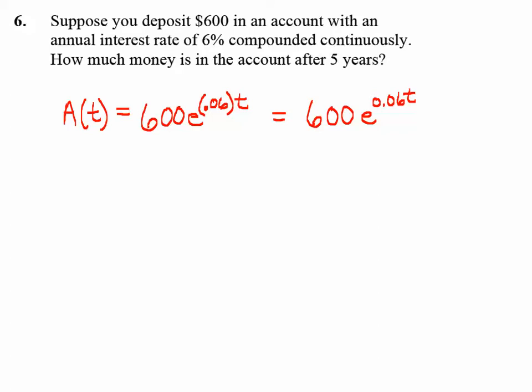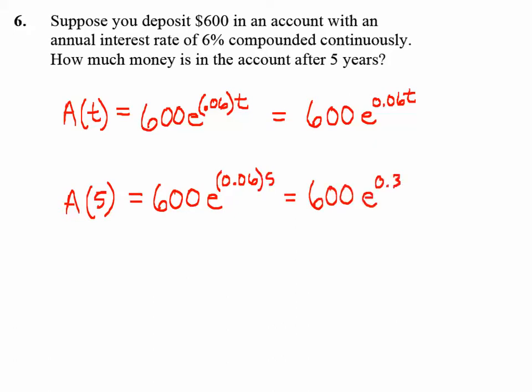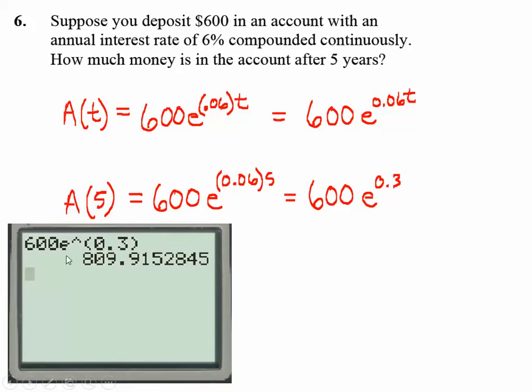And again, you probably will need a calculator to do this. As we plug in a 5, it's 600 e to the 0.06 times 5. And if you want to simplify that a little further, how about e to the 0.3? Just multiply the exponents, the product of the exponents here. At this point, yep, I need a calculator. Those of you that have a calculator, you do have to find the e button. If you don't find it, I'll help you during break. But I got myself $809.92.